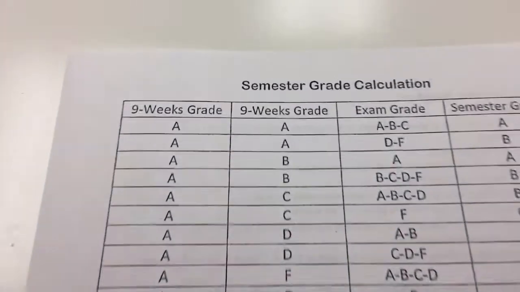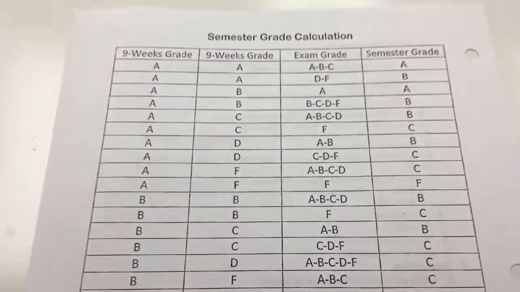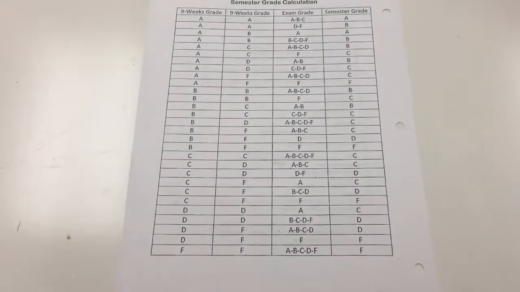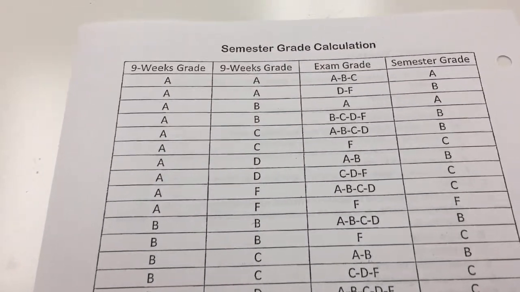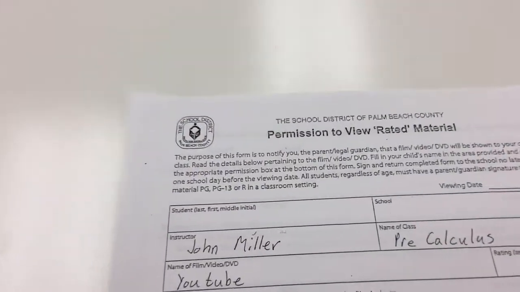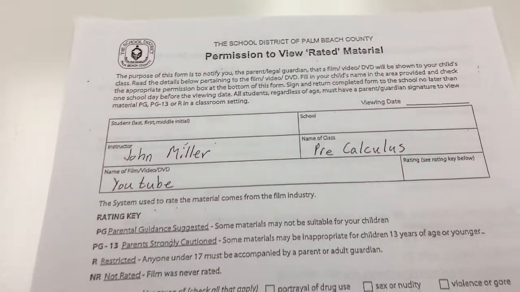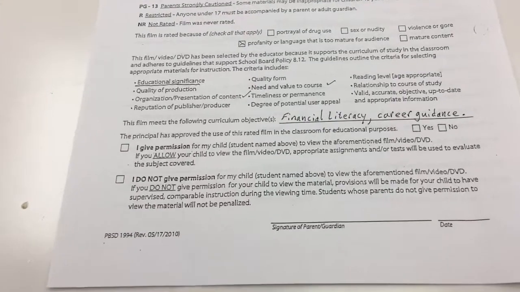Now if you flip that over, this is pretty helpful. People want to know what they need on their exam grade to get a grade for their semester. So I have this semester grade calculation sheet that you can put in your binder to reference during the school year. And it also works for most of your core classes, not AP classes. The other piece of paper that we're going to be filling out is the permission to view rated material. So you're going to read that and fill that out and then try to hand it back to me today.